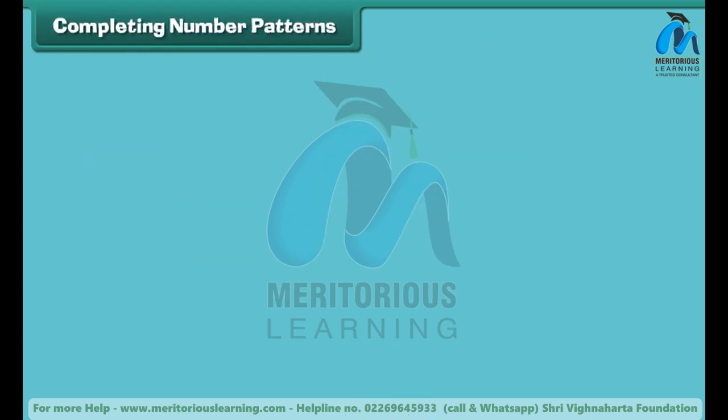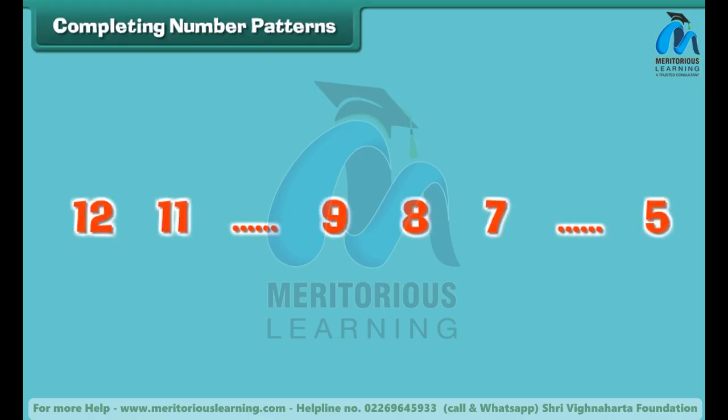Completing number patterns. Look at this number pattern. There are 2 numbers missing in the pattern. We can fill them if we understand how the pattern has been created. It is clear that in this pattern, numbers decrease by 1 at a time. We can find the missing numbers with the help of reverse counting.